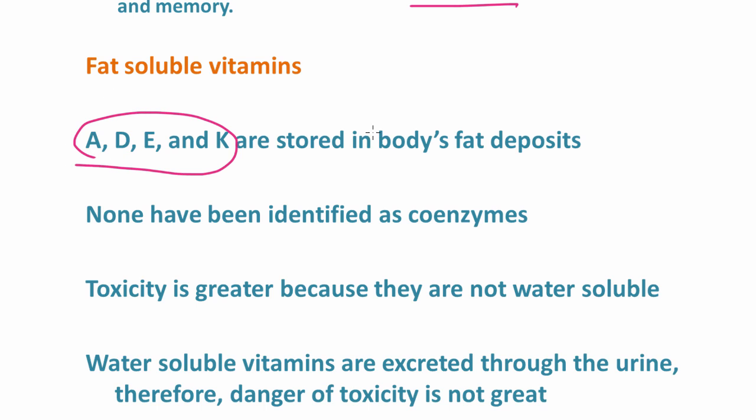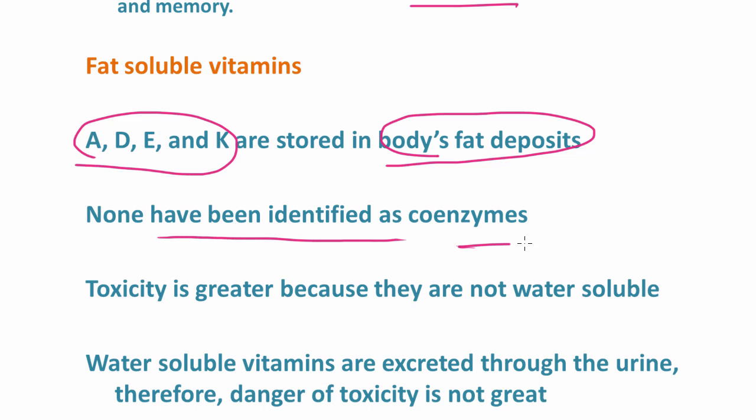Now, the fat-soluble vitamins, we only have to remember 4 of them, A, D, E, and K. And unlike the water-soluble vitamins, these are stored in the body fat, in adipose tissue. None of the fat-soluble vitamins have been identified as coenzymes, so only the water-soluble vitamins. And their toxicity is greater because they're not water soluble.